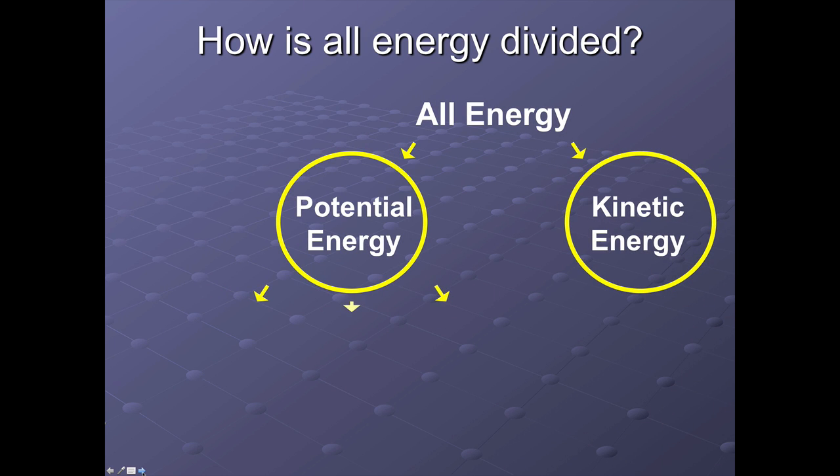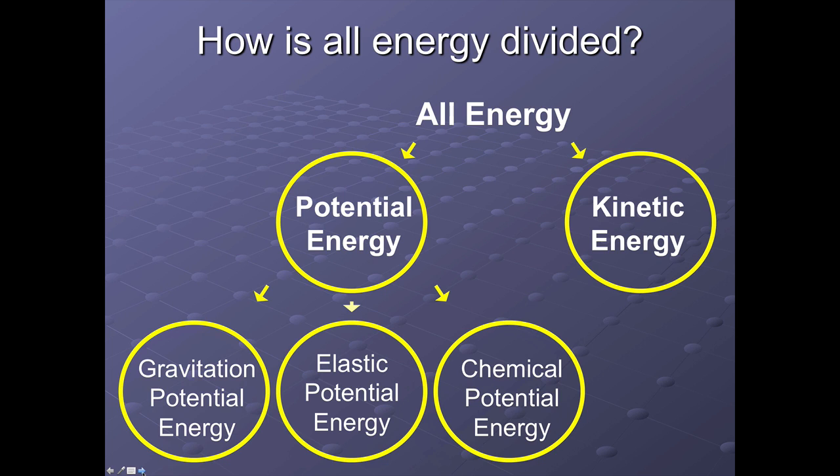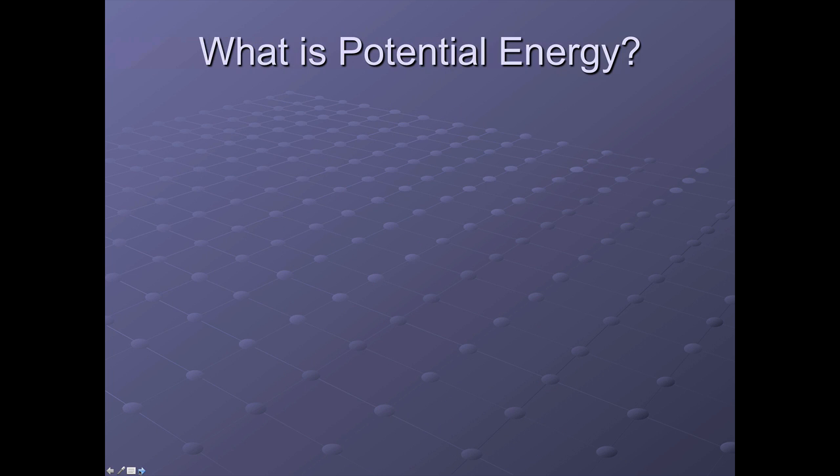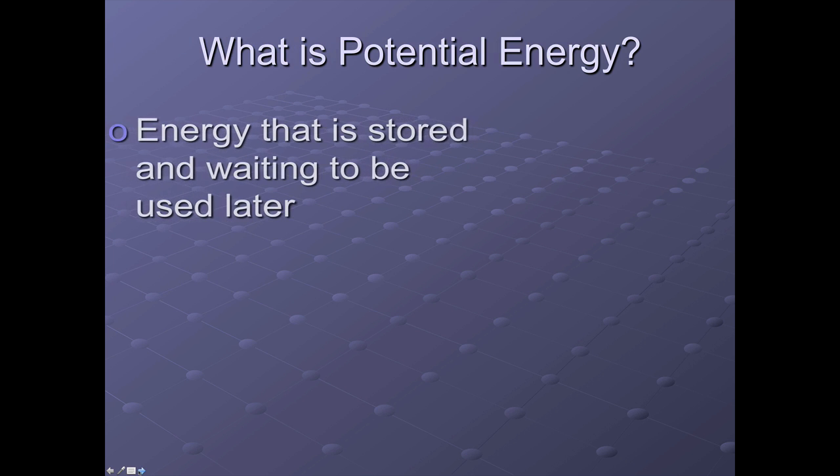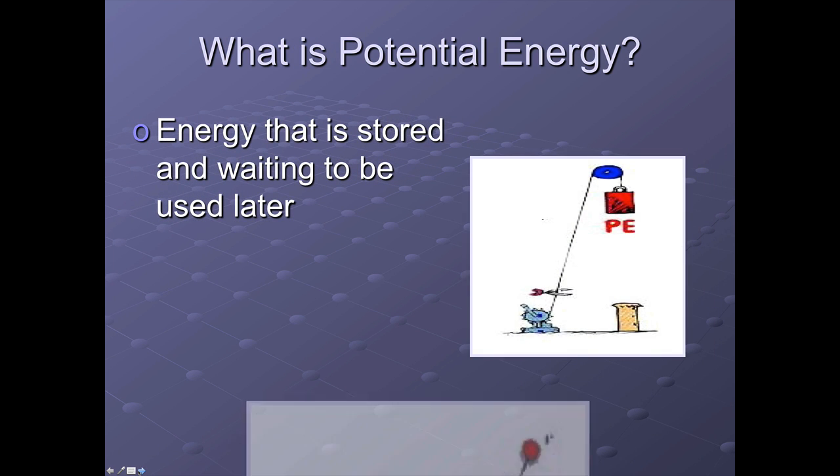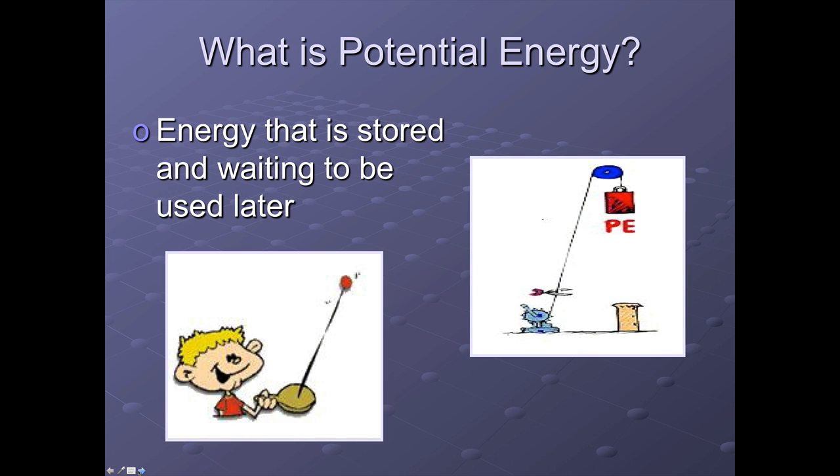So all energy is divided into potential energy and kinetic energy. As far as potential energy is concerned, you have gravitational potential energy. You have elastic potential energy, for instance, that would be like a rubber band. And then you have chemical potential energy. So what is potential energy? Energy that is stored and waiting to be used later is potential energy.